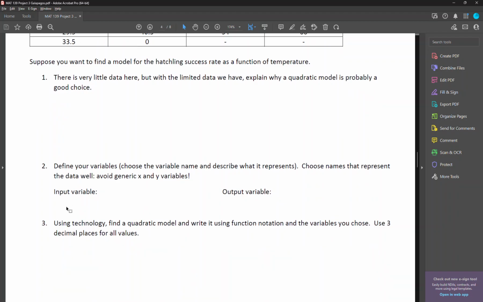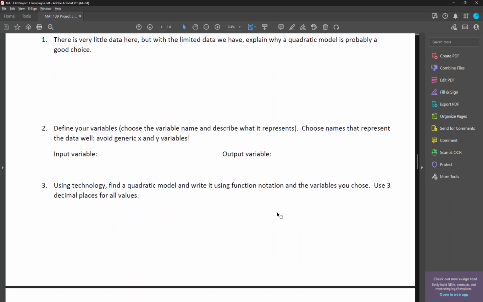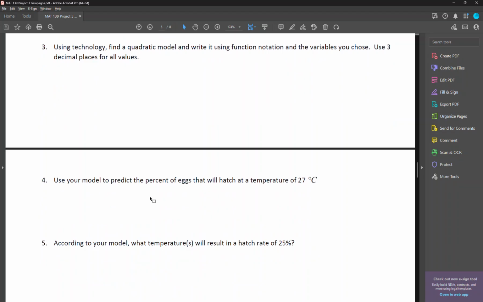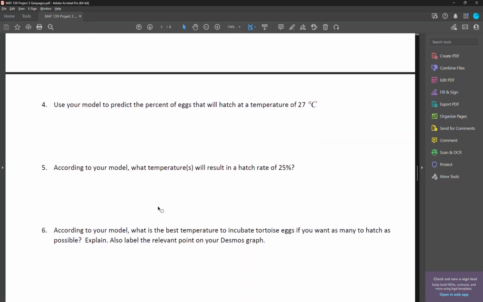You're going to define some variables for us again, making sure you choose names that represent the data, you pick the variable, and you include units when you describe what the variable means. And then you are going to find a quadratic model and write it out with function notation, the variables that you choose, with 3 places. Make sure that you are doing this all in another folder, a folder called Part 2 on your Desmos graph, keeping your Desmos file organized as you work through these parts.